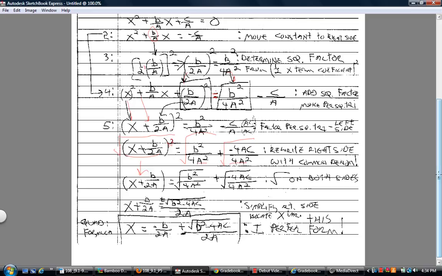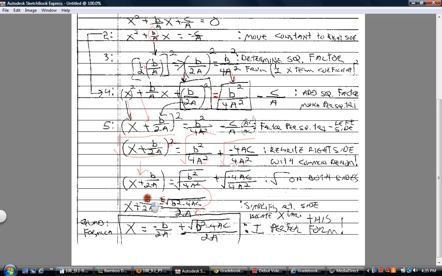And 4a squared is under both of them. Take the square root of 4a squared is 2a, so I went from here to here, and I left the square root of b squared minus 4ac up in the numerator. Okay, so you've got plus or minus, and don't forget I took the plus or minus there whenever you take the square root on both sides.